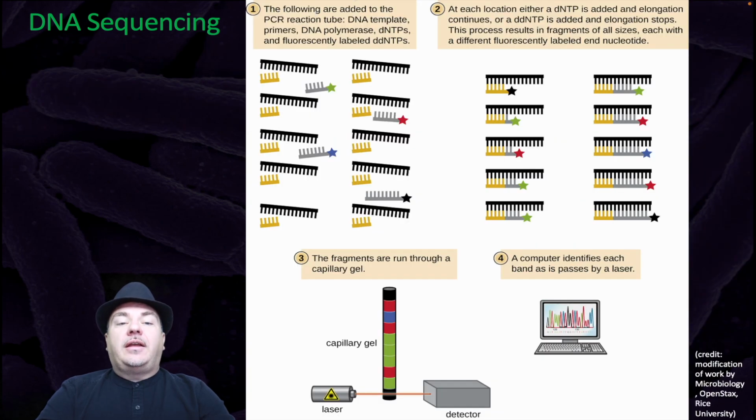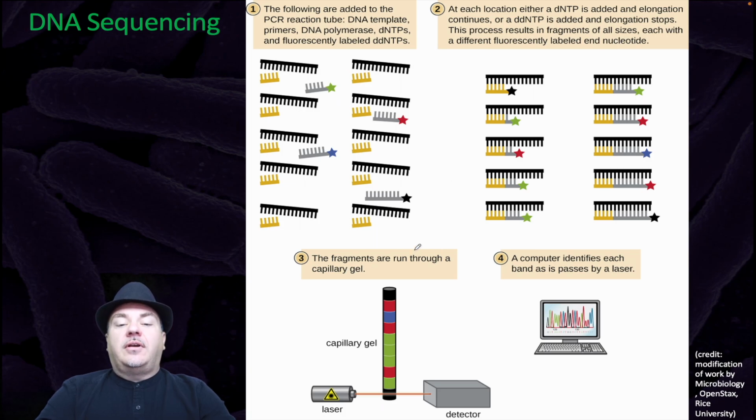The following are added to a PCR reaction tube: DNA template, primers, DNA polymerase, deoxynucleotides, and fluorescently labeled dideoxynucleotides. At each location, either a deoxynucleotide is added and the elongation continues, or a dideoxynucleotide is added and the elongation stops. This process results in fragments of all sizes, each with a different fluorescently labeled end molecule.